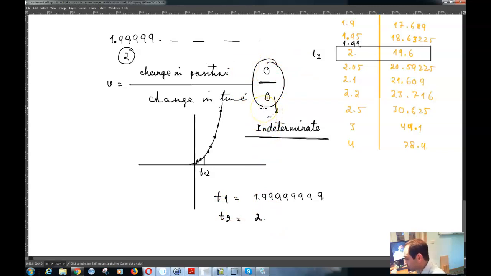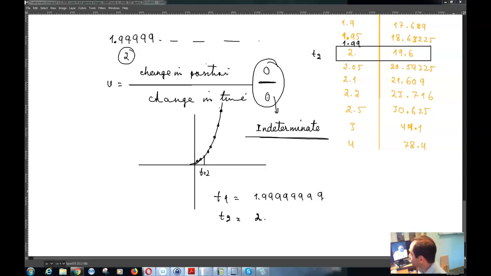So now mathematicians have done something very clever in order to resolve this problem of getting very close to 2 and still not getting into the indeterminate form. We will talk about that in just a few moments.